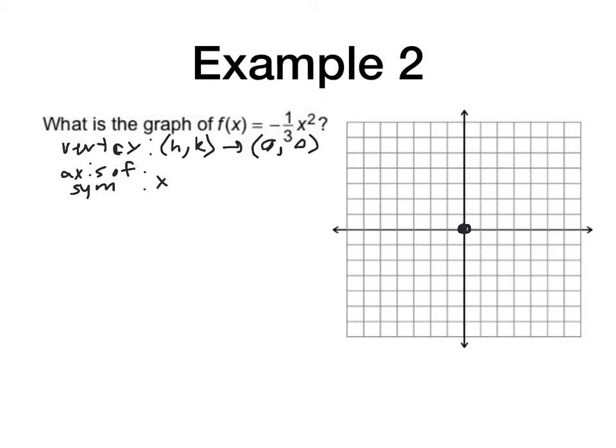Our axis of symmetry is x is equal to h. What do we say our h was? 0. So our axis of symmetry is x is equal to 0. So again, it's going to be a vertical line right on the y-axis.